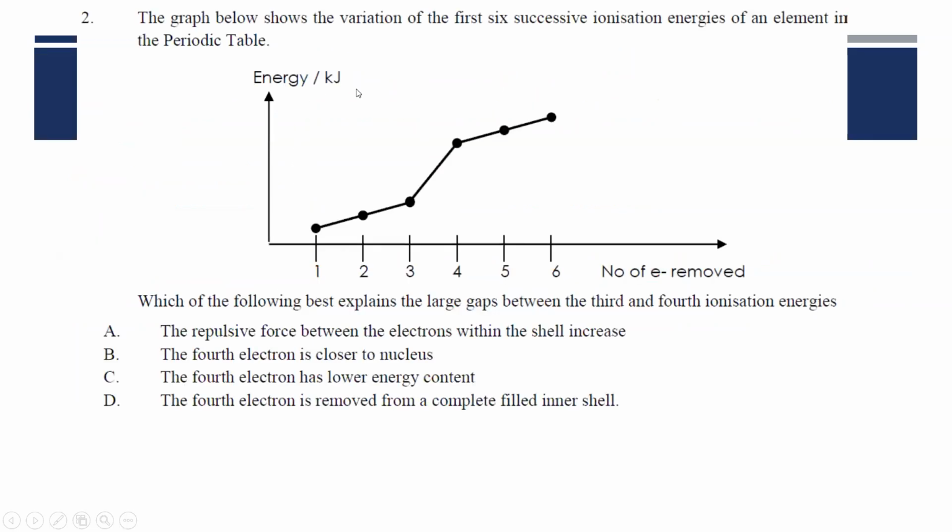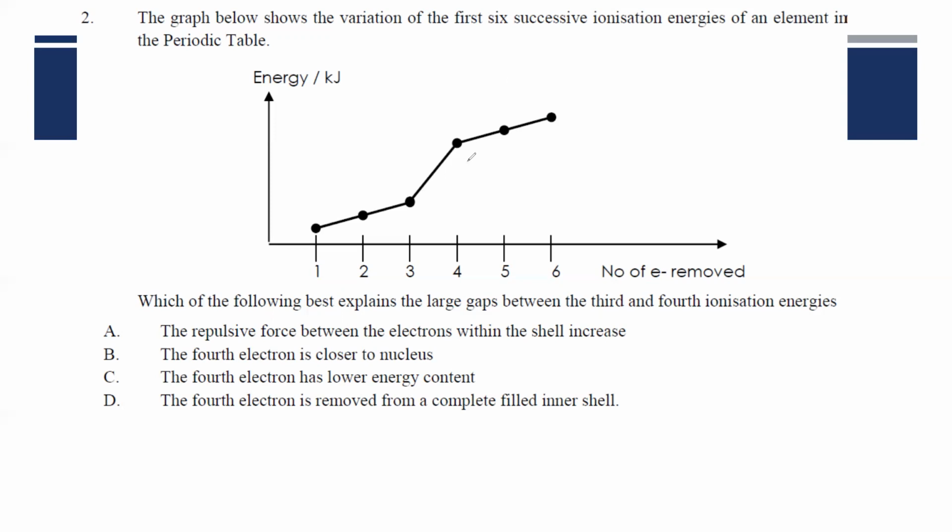Okay, then we have question number 2. The graph below shows the variation of the first 6 successive ionization energies of an element in the periodic table. Which of the following best explains the large gap between the third and the fourth ionization energy? So why is there a large gap between the third and fourth? Definitely this is due to the fourth electron being removed from an inner shell.